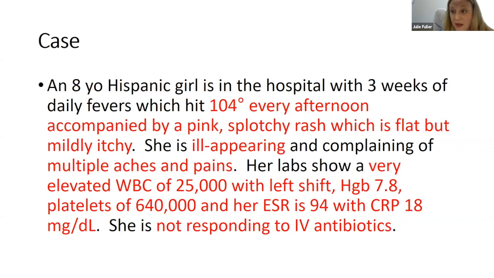And here are the classic features for this case, which include spiking fever, typically in the afternoons, and a flat evanescent rash that typically comes with fever spikes and can be itchy. She's ill appearing, has a lot of arthralgias, myalgias, and these labs are very inflamed.